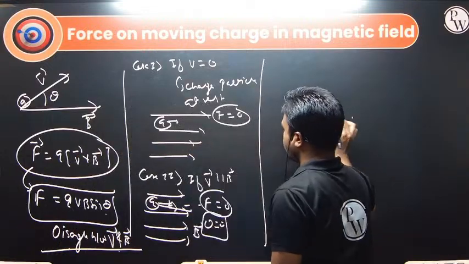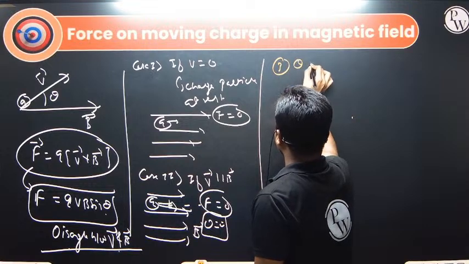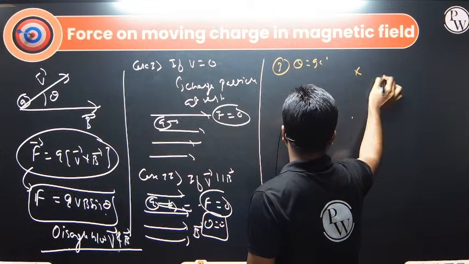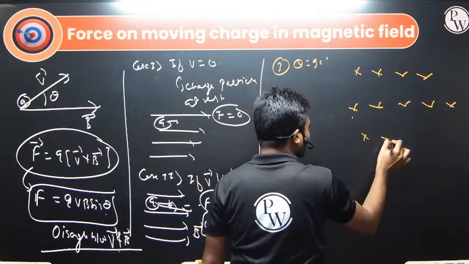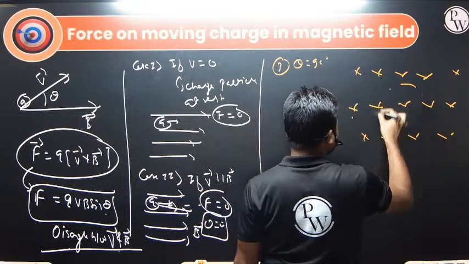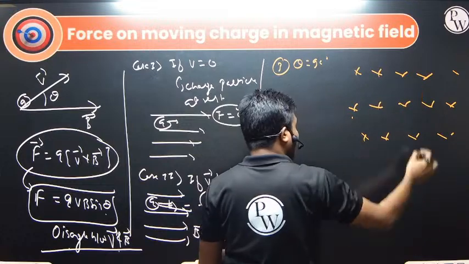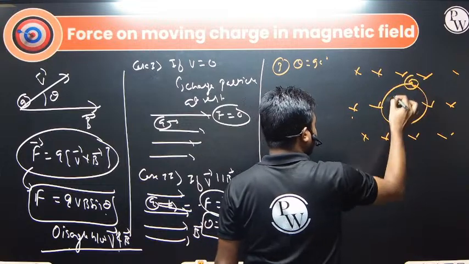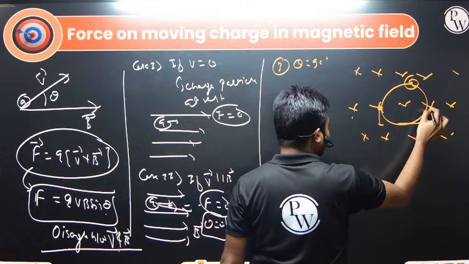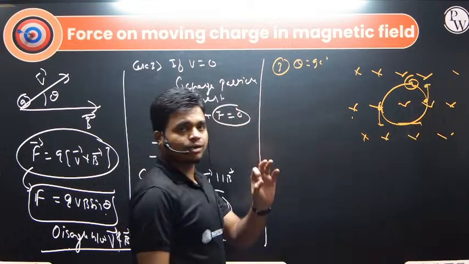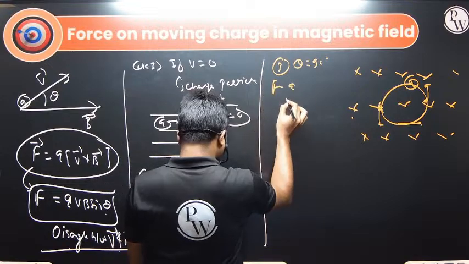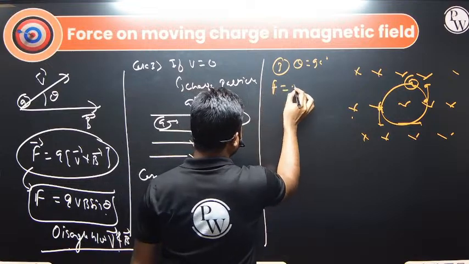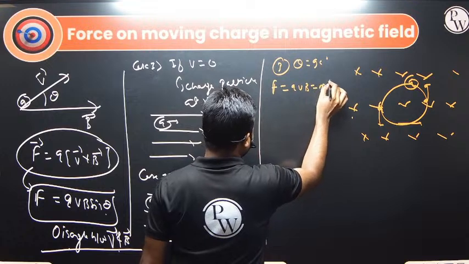Third case: suppose theta is 90 degrees. The charged particle will move in the magnetic field in a circular motion. When it moves in a circular path, the centripetal force is provided by the magnetic force, so F equals qvB, and this equals mv squared by r.